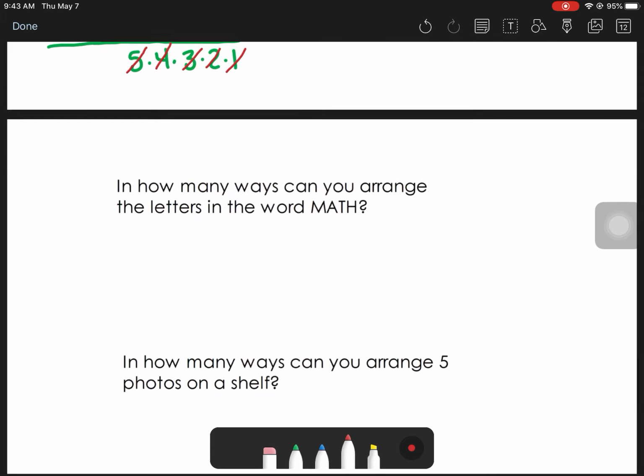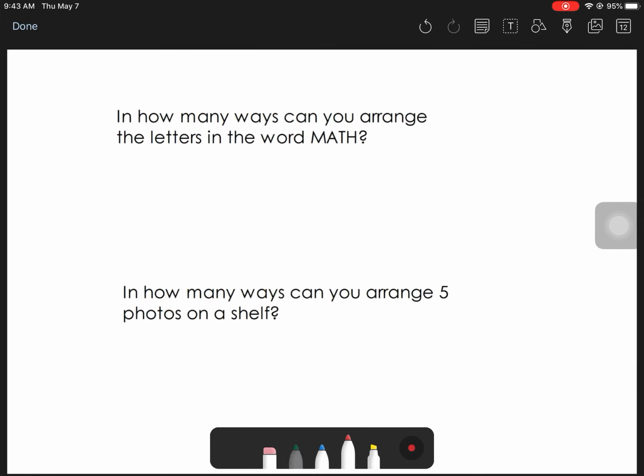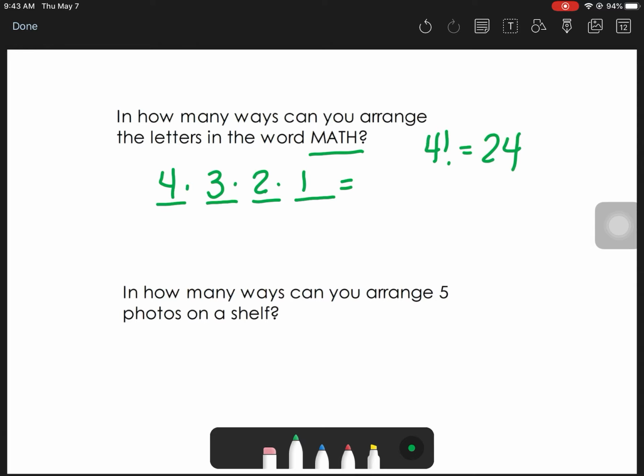All right, next question. In how many ways can we arrange the letters in the word math? Math has 4 letters. 1, 2, 3, 4. So we could, on Desmos, simply do 4 factorial, which would be 24. Or we can use the fundamental counting principle. I have 4 choices to pick from. Once I pick a letter, I have 3 choices. Once I pick a letter, I have 2 choices, and I'm left with 1 choice. 4 times 3 is 12, times 2 is 24. Either one will work. You can use either method.